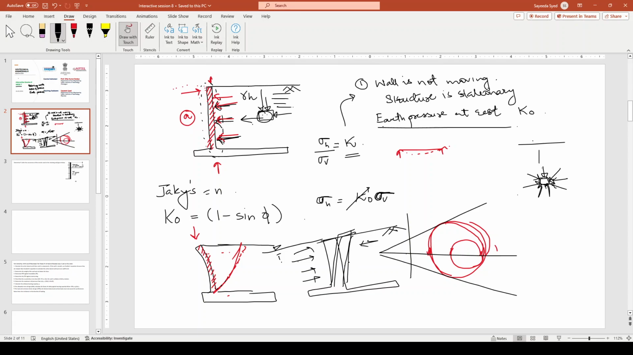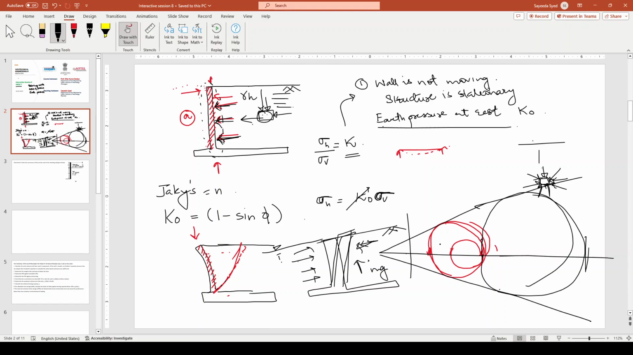In this case, the pressure from here is increasing rather than decreasing. So what will happen is this Mohr circle of failure, we will have a passive failure pressure and active failure pressure.